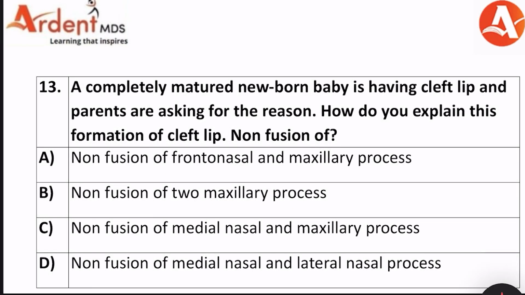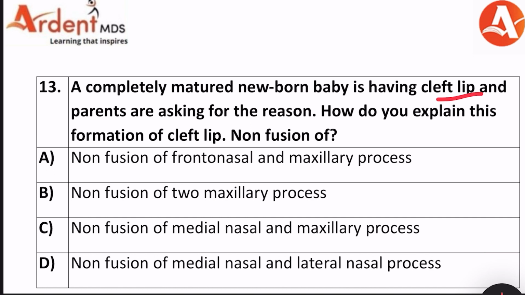Question number 13. This question is being asked from embryological development of growth and development of dentofacial complex. A completely mature newborn baby has a cleft lip, and the parents are asking for the reason. How do you explain the formation of cleft lip?